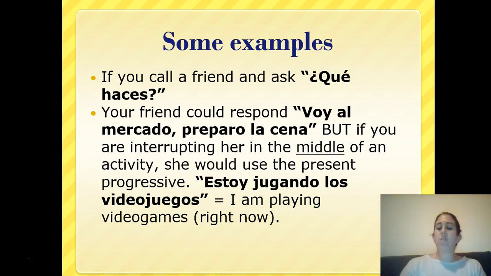But if you're interrupting him or her in the middle of an activity, he or she would use the present progressive. So estoy jugando los videojuegos. So I am playing video games right now at this moment. That's what I was doing when you were calling, or when you called. But your friend could just say, in general, voy al mercado, preparo la cena, just things that they're doing that day. But in the middle of the moment, present progressive.